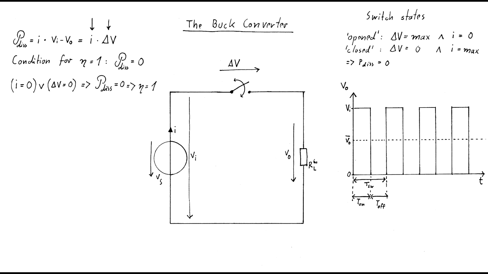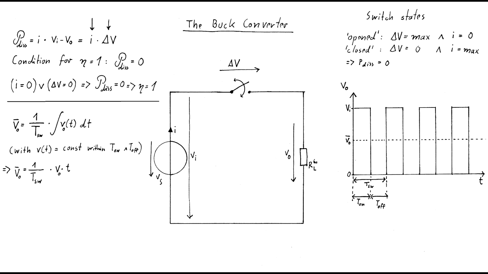The mean voltage is defined as V = (1/T) × ∫v(t) dt, which can be simplified to V = (1/T) × v × t, when the voltage Vo has constant values within the on and off times of the switch, which here is the case. The actual mean value of the output voltage can also be defined as Vo = Vi × D, with D being the so-called duty cycle, defined as the on-time divided by the switching period.